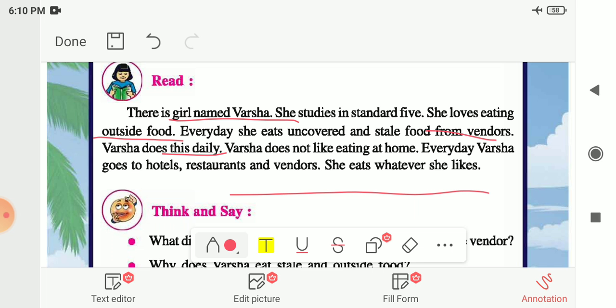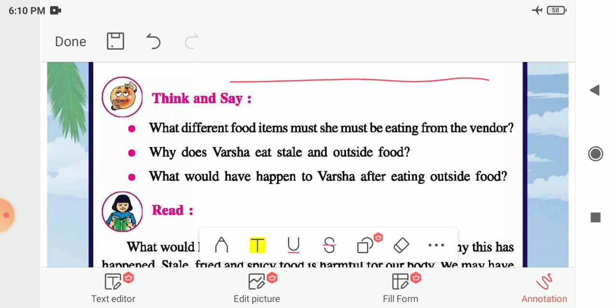Now some questions are given to you: what different food items must she be eating from the vendor? You already know, because some of you are also doing like Varsha, eating outside food every day. Varsha may eat pani puri, vada pav, dabeli, samosas, etc. from the vendors, and she also goes to hotels and restaurants. That means she is eating spicy and junk food also.